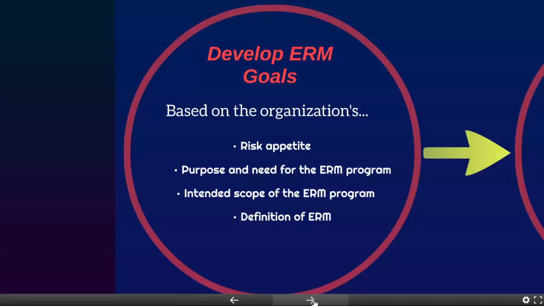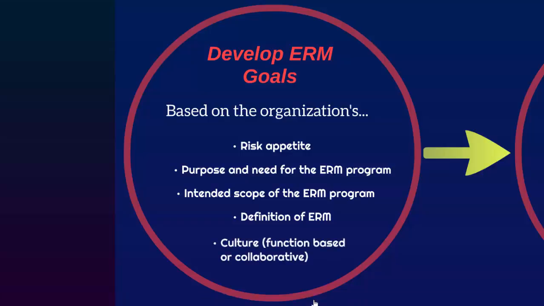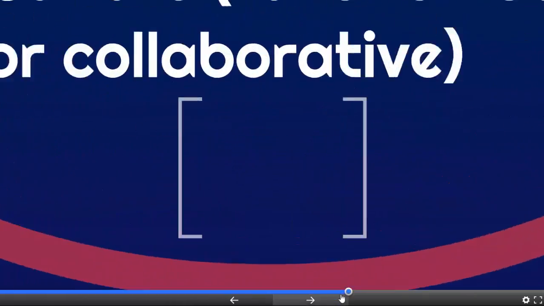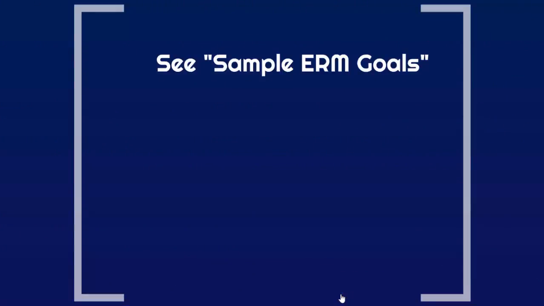Everyone that owns or works for an organization, whether full-time or part-time, or even a consultant, must understand and agree upon the definition of enterprise risk management for that organization. It also has to be understood whether the organization has a function-based culture or a collaborative culture. In today's economy, collaborative cultures are becoming much more common. It's important that everyone in the organization, from top down and bottom up, agrees and understands the culture of the organization. Take a look at sample ERM goals on page 5.14 of the CPCU text.